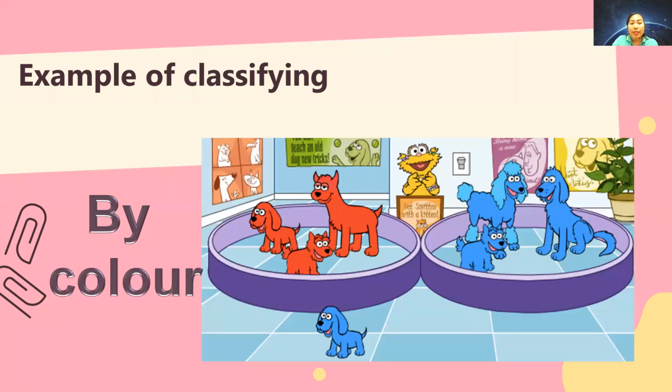So here are some examples. By color, okay? We group the dogs according to their color. This dog is colored orange and these dogs are colored blue. So we group them according to their colors.